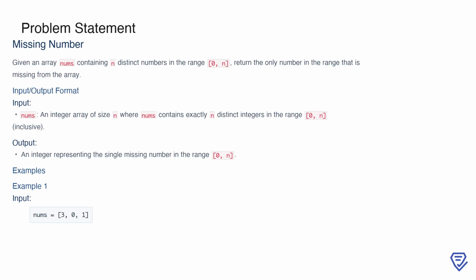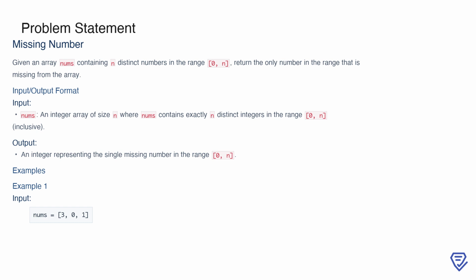Here's the setup. You're given an array called nums that contains n distinct integers. These integers are all within the range from 0 to n inclusive. However, one number from this range is missing, and your task is to find and return it. For example, if the numbers in nums are 3, 0, 1, then the missing number is 2.